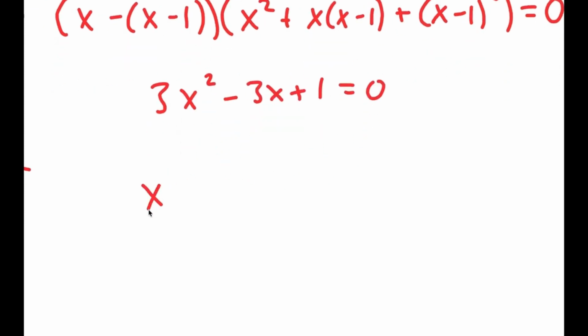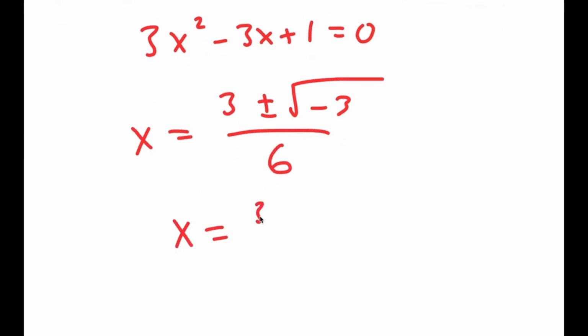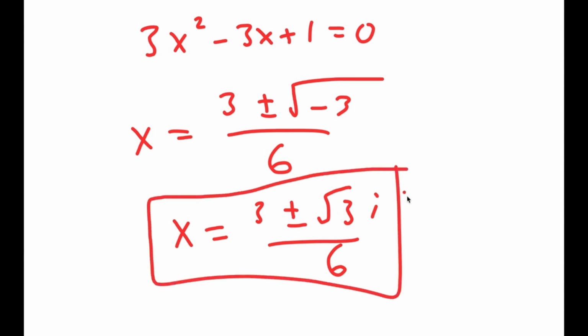And now to solve this, I can use the quadratic formula again. I don't have to write out the formula. So I get 3 plus or minus the square root of 9 minus 12, which is negative 3, over 2 times 3, which is 6. So I get x is equal to 3 plus or minus the square root of 3 i over 6. So these are two more solutions to this equation.